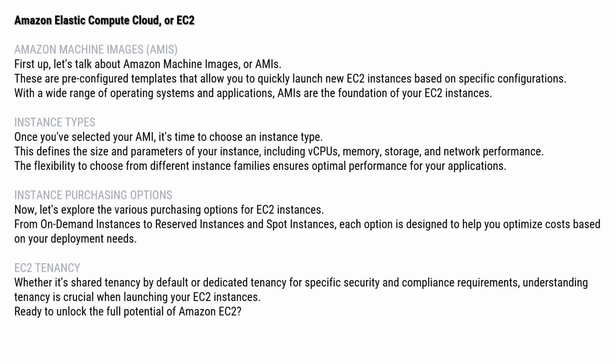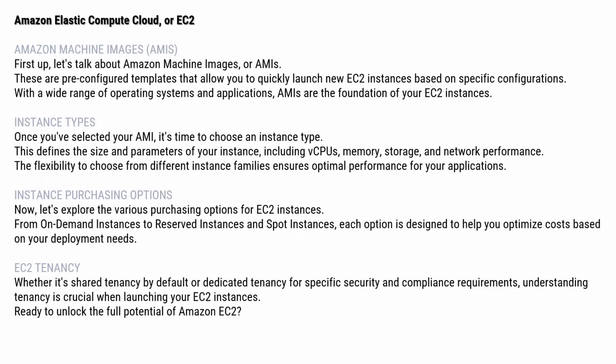Let's dive into the world of Amazon Elastic Compute Cloud, or EC2. Let's explore the key components of this essential AWS service. Amazon Machine Images. First up, let's talk about Amazon Machine Images, or AMIs. These are pre-configured templates that allow you to quickly launch new EC2 instances based on specific configurations. With a wide range of operating systems and applications, AMIs are the foundation of your EC2 instances.